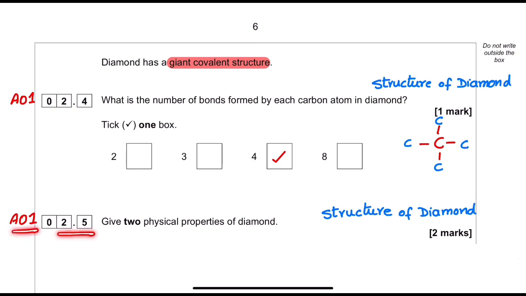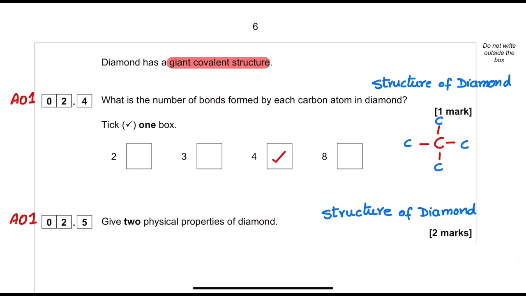2.5 is an AO1 question. Give 2 physical properties of diamond. This question is again from the structure of diamond. The student must know the properties of diamond. Diamond has a very high melting point. Diamond does not conduct electricity because there are no free electrons or ions present. It is the hardest material on the surface of Earth.